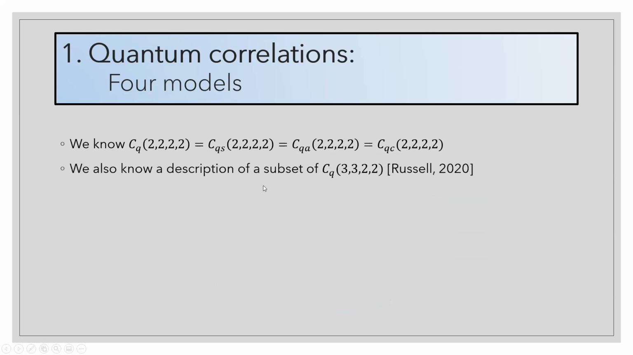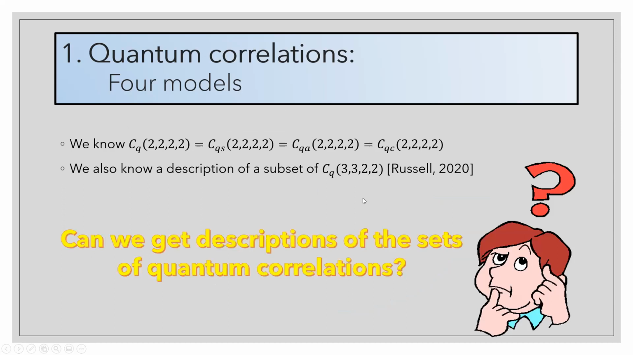And we also know how to describe the synchronous subset of the set C sub Q3322, which is proved by Russell last year. But beyond this point, very little is known. So we wonder if we can get descriptions of the sets of quantum correlations. Here by description, we mean some analytical expression that can be checked by a computer in a finite amount of time. This question is important for two reasons. The first one is that such descriptions can tell us what we can do with entanglement.